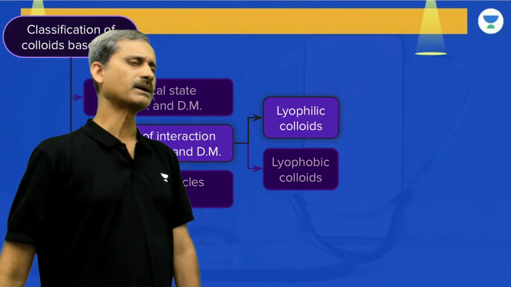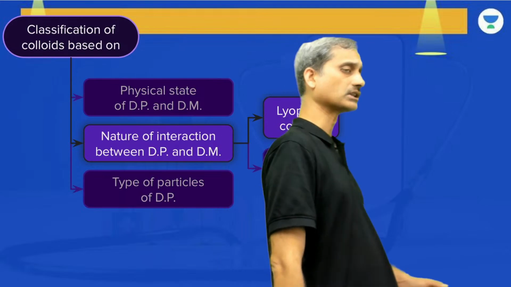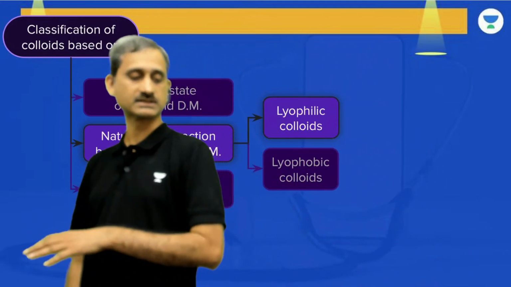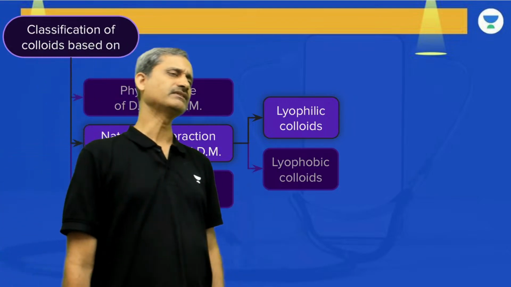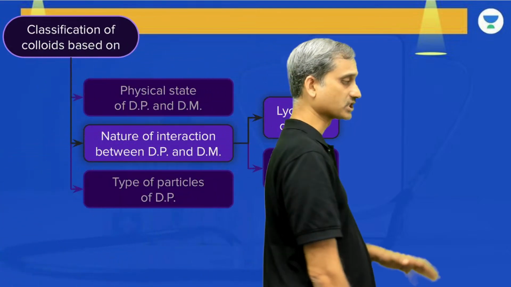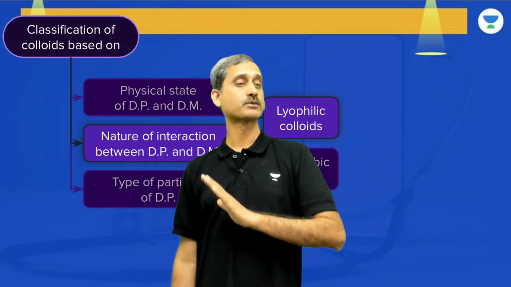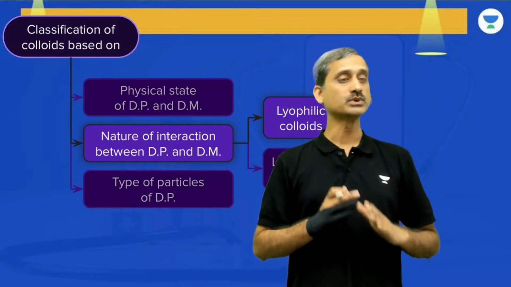Now we are going to talk about the classification of the colloids on the basis of the interaction of the dispersion medium and the dispersed phase. When the particles are in close proximity with each other, they have to have some interaction. Close proximity means they are near to each other.